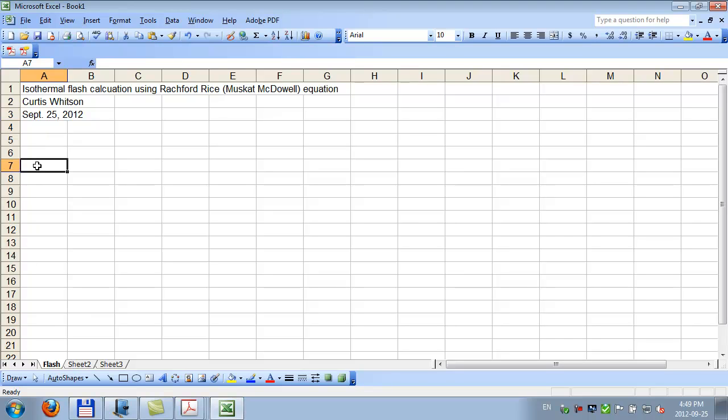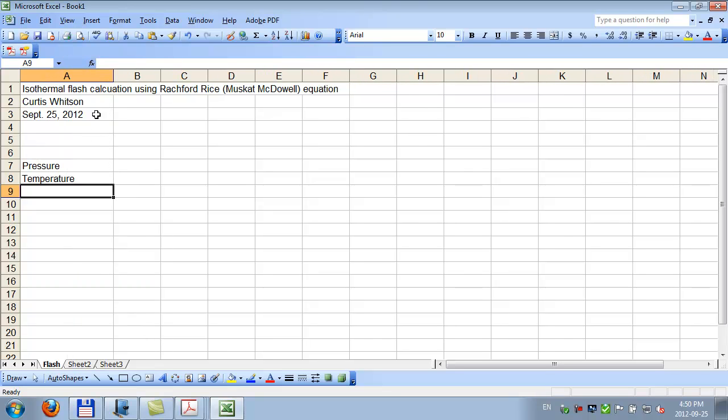Now, I've got to input some numbers. Certainly I have to input the pressure and temperature. What units do we want to use? How many want to use PSI? Not too many. How many want to use bar? All right, you guys win. Bar absolute, and degrees C.